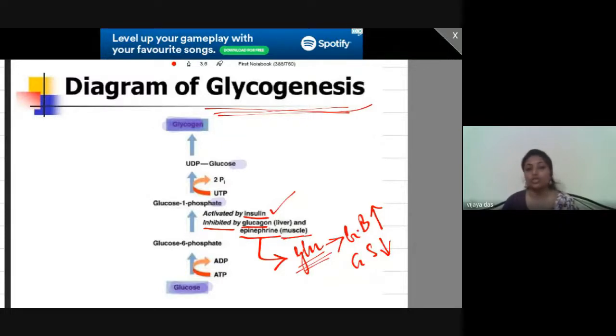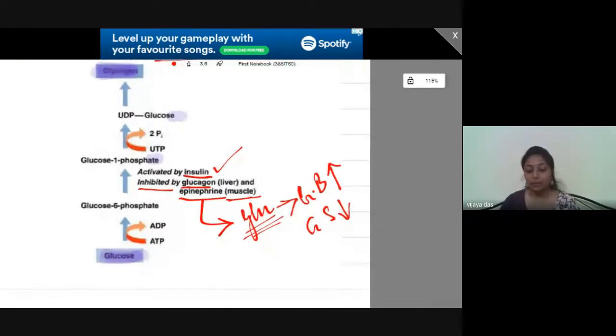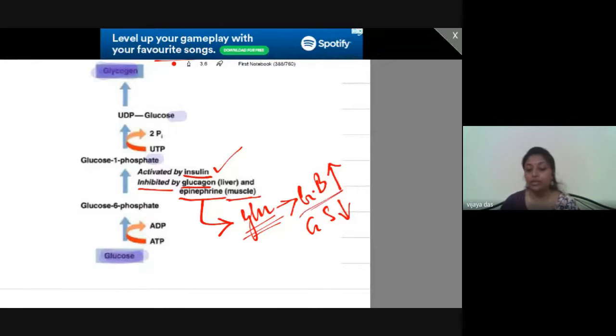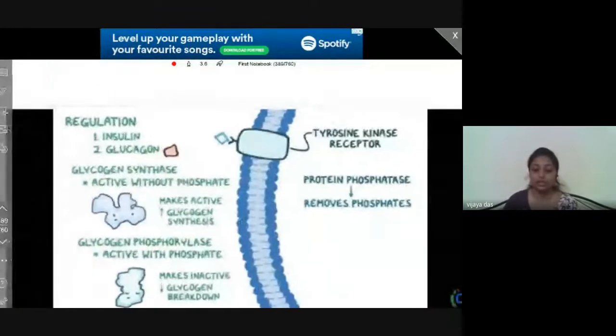Simultaneously, what is the opposite hormone of insulin? That is glucagon. So this glucagon will inhibit the process, it will stop the process. And then the epinephrine, which is also present in our body, also makes sure that the process of glycogen synthesis is inhibited. Why? Because the purpose of epinephrine is to break glycogen. Why? Because when you break the glycogen, you get the energy, right? So from here, just remember one thing, that insulin promotes glycogen synthesis, glucagon and epinephrine inhibit glycogen synthesis.